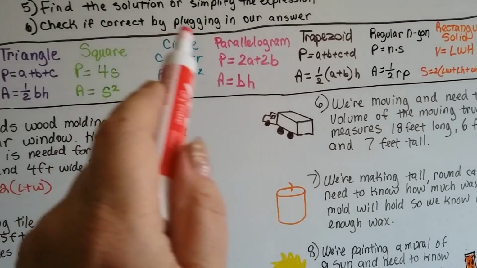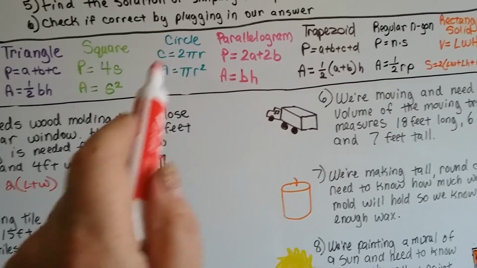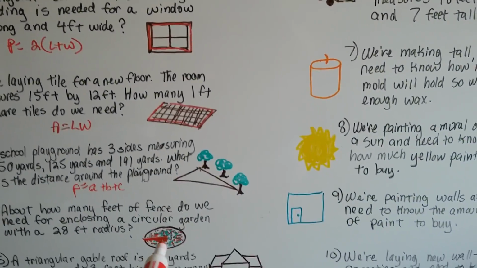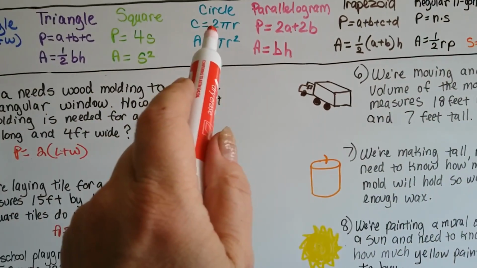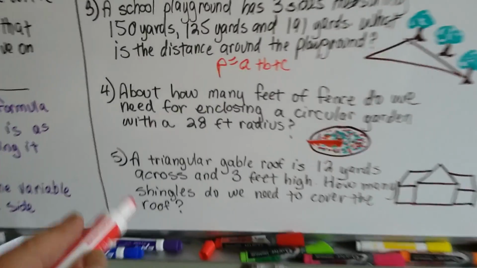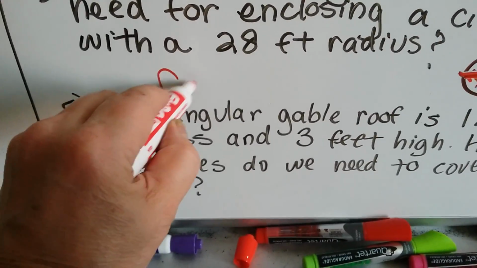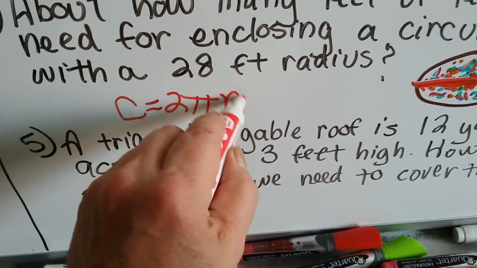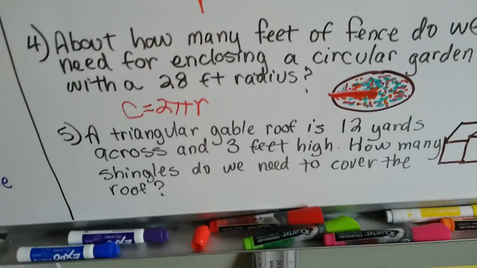Do we need to know the circumference around the circle, or do we know how much to fill up on the inside of the circle? Well, we're building a fence, so we need the circumference, which is 2 pi r. The circumference is going to equal 2 times pi 3.14 times the radius, the 28 feet.